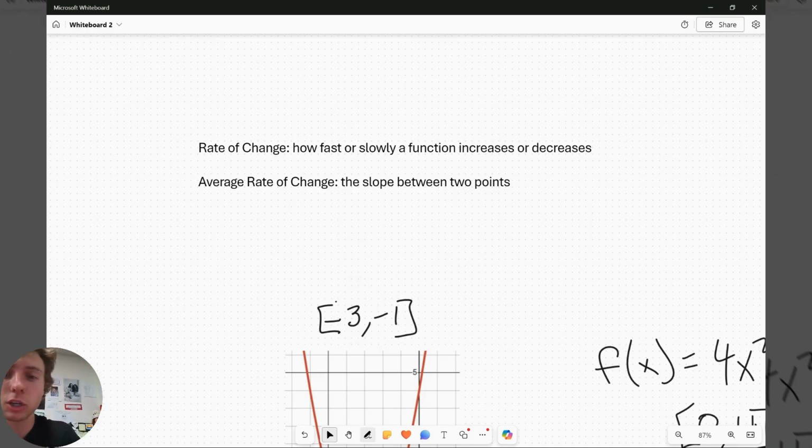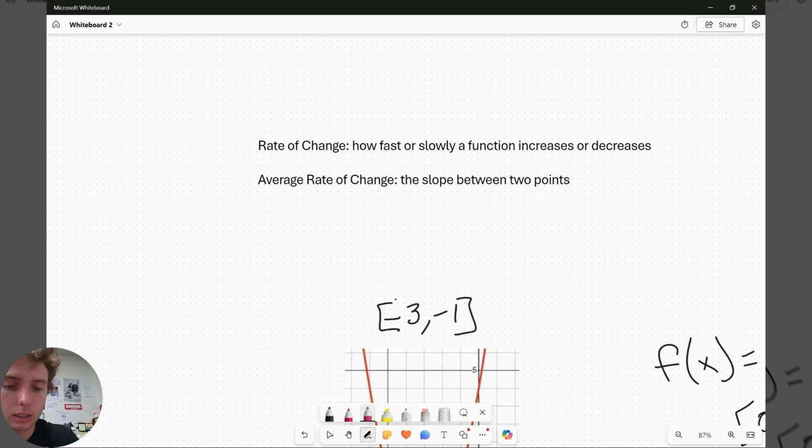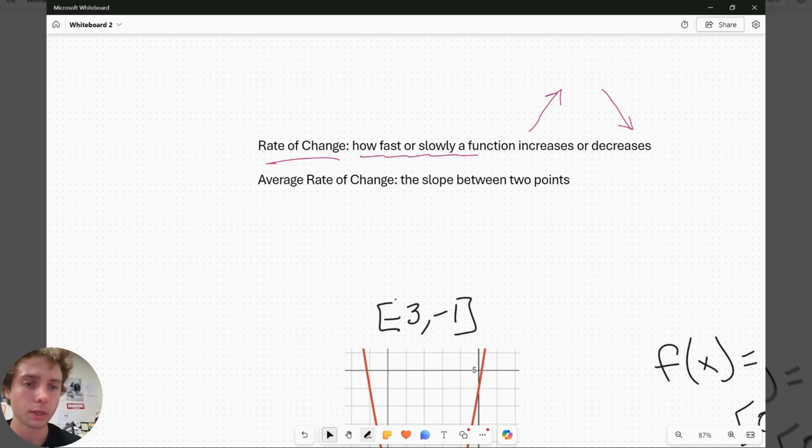Rate of change is simply the idea of how fast or slowly a function increases or decreases. Increases just means how fast is your graph going up. Decreases just means how fast is your graph going down, right? It's how fast it's actually going. So how steep is your line versus how flat, or how fast does it go down, okay? That is rate of change.